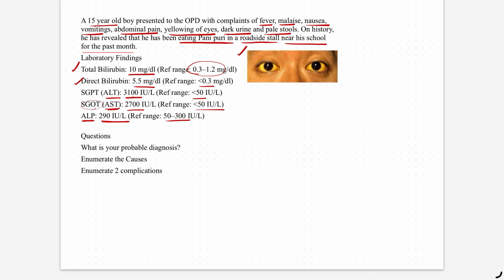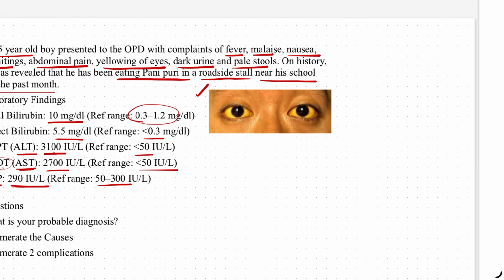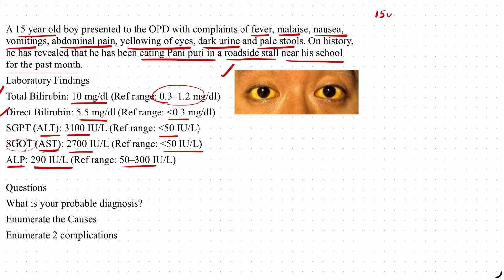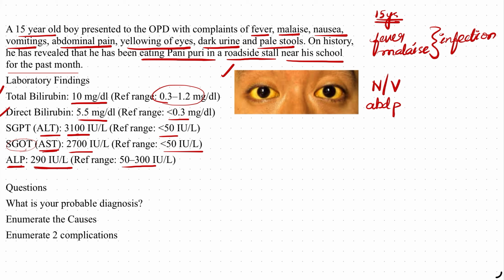So, from this given question, what are the clues that we can derive that help us come to a diagnosis? Firstly, it is a 15-year-old child. Age group is given, and the symptoms of fever, malaise indicate some underlying infection. And also, given the history of nausea, vomiting, abdomen pain with history of pani puri eating at the roadside stall.